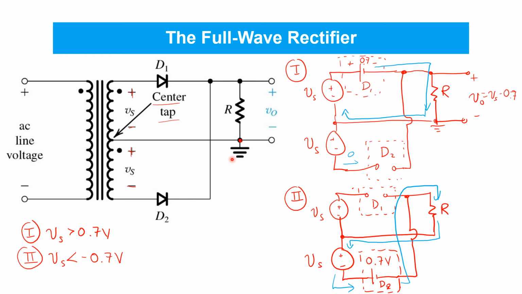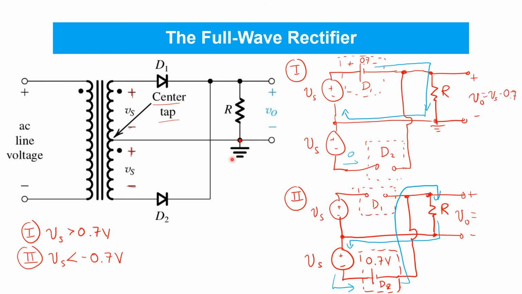So what's interesting in this case is that, by the way, these diodes are cleverly connected in the full wave rectifier circuit. In both circumstances, case 1 and case 2, current flows through the load R in the same direction from top to bottom on these schematics, which means that in both cases, a positive voltage develops at VO defined with this polarity.